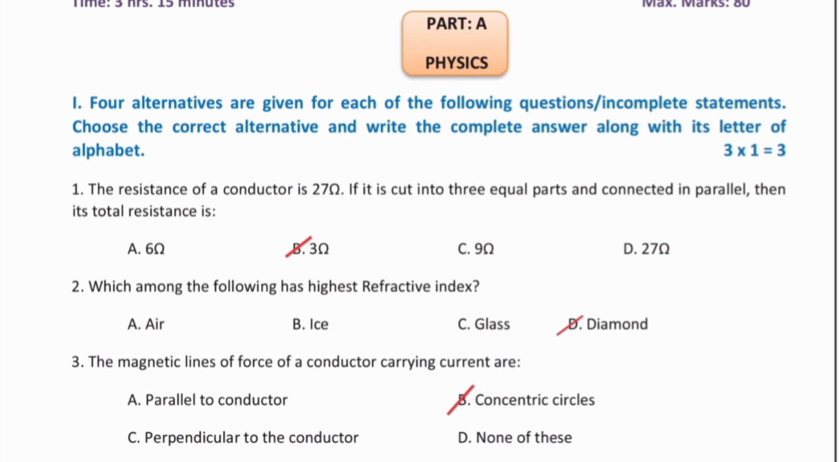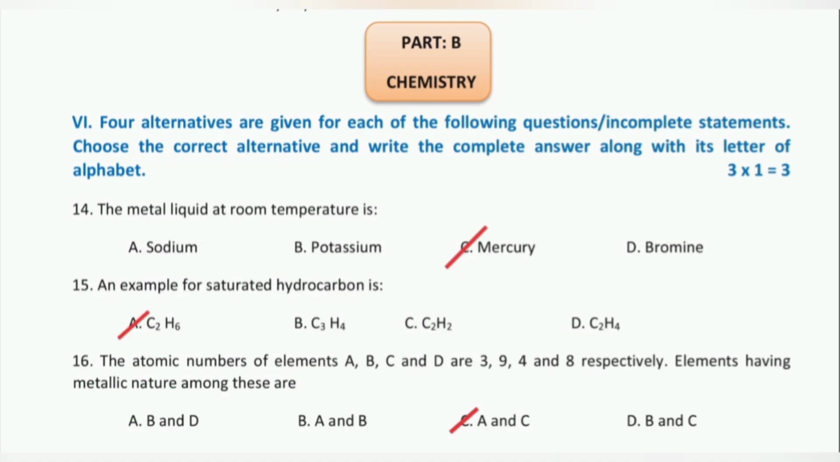Which among the following has the highest refractive index? The correct answer is option D, diamond. The magnetic lines of force of a conductor carrying current are concentric circles. This you can check out in the textbook. Clearly the figure is given.